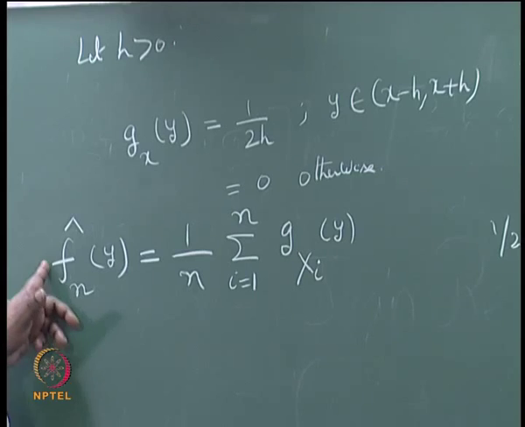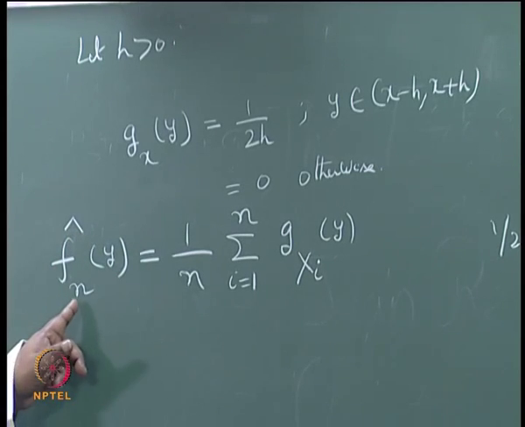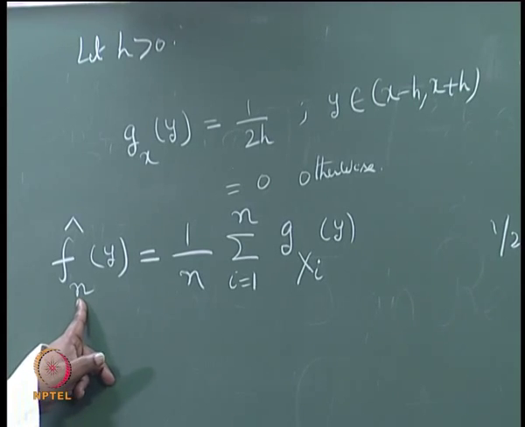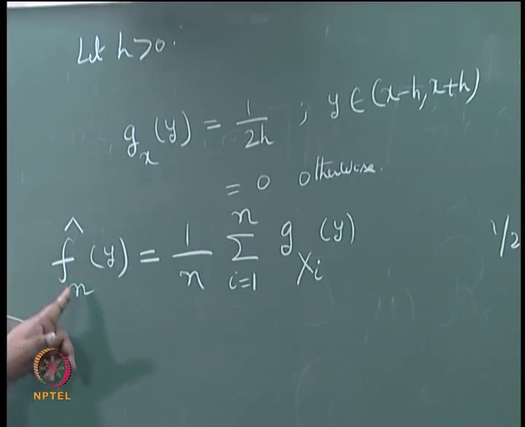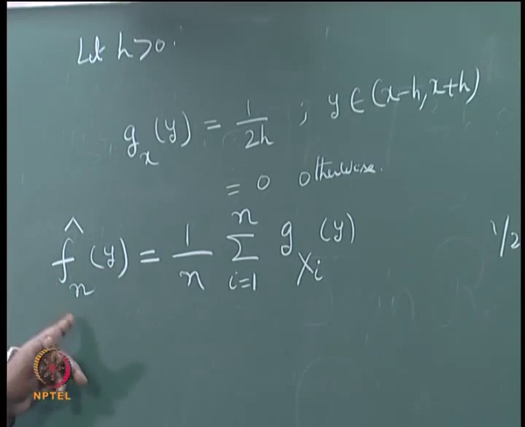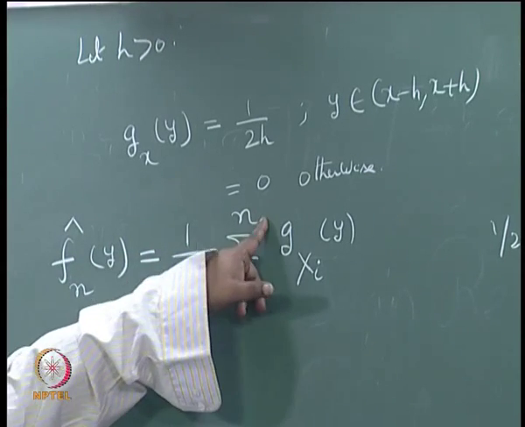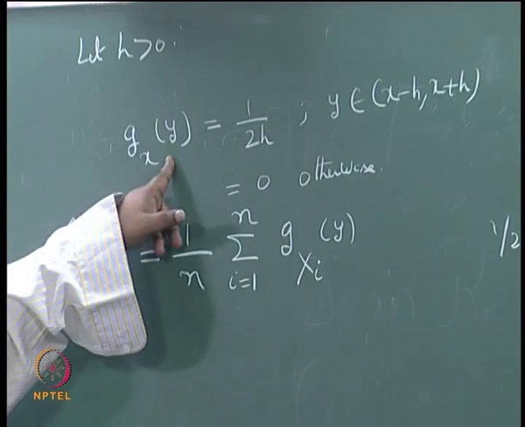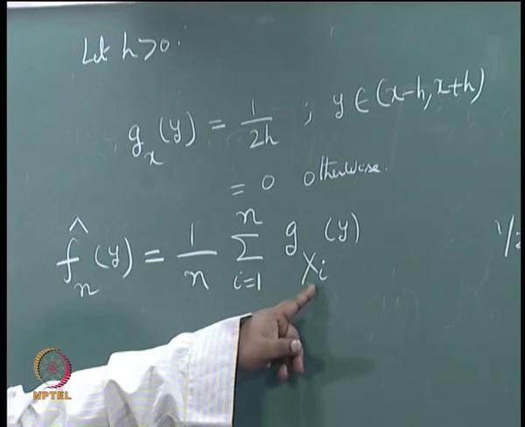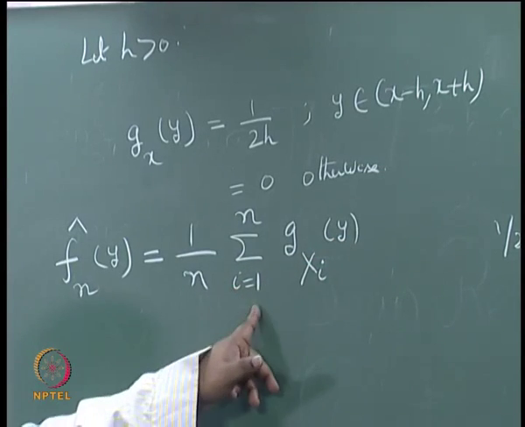Because it is an estimate, I am using the symbol hat. It is based on n random variables, so I am using the symbol n. I am finding the value of the estimate at the point y, so it is f n hat of y. This is 1/n summation i equals 1 to n. I have already defined g: g of x i of y, i equals 1 to n.